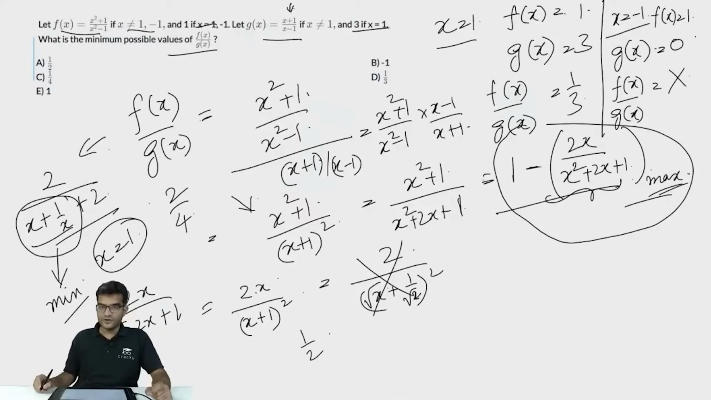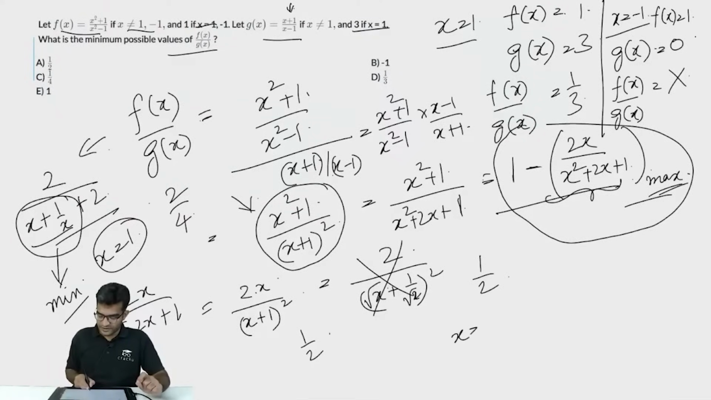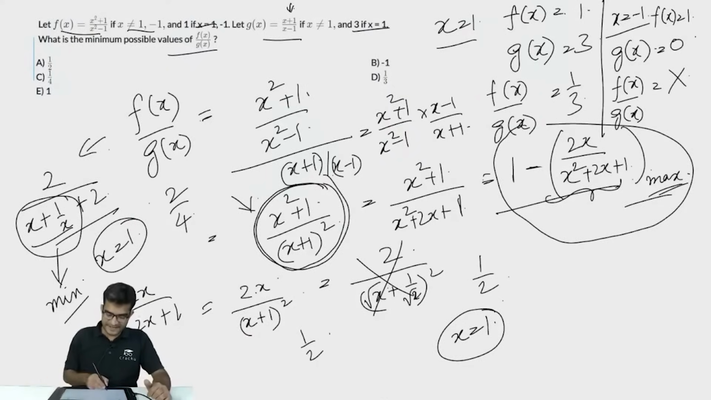Therefore the minimum value of the given expression, which is x square plus 1 divided by x plus 1 whole square, will be equal to 1 by 2. This is occurring when the value of x is equal to 1. At all other values of x, the value of x square plus 1 divided by x plus 1 whole square is greater than 1 by 2. And it is touching 1 by 2 only when x is equal to 1.